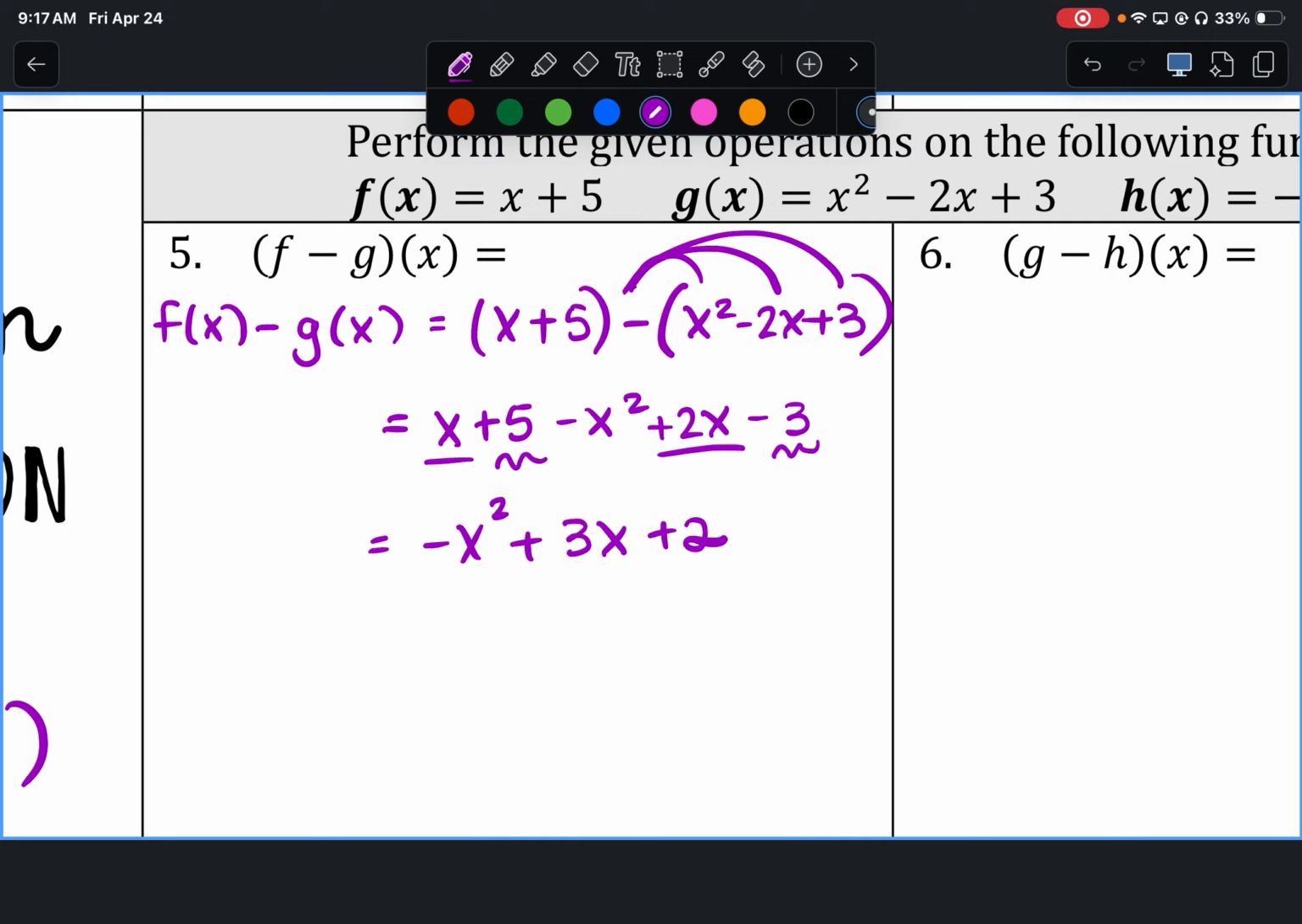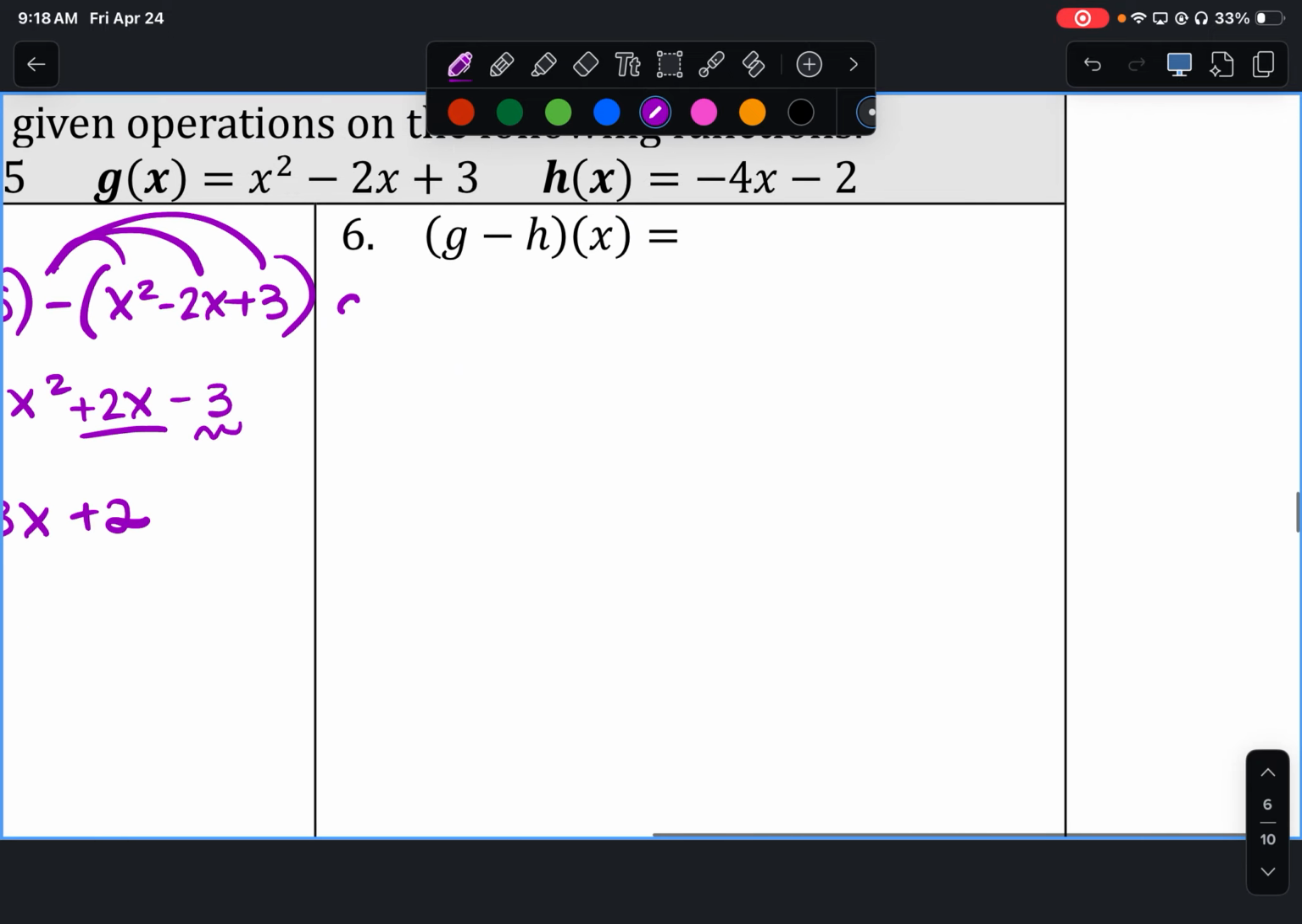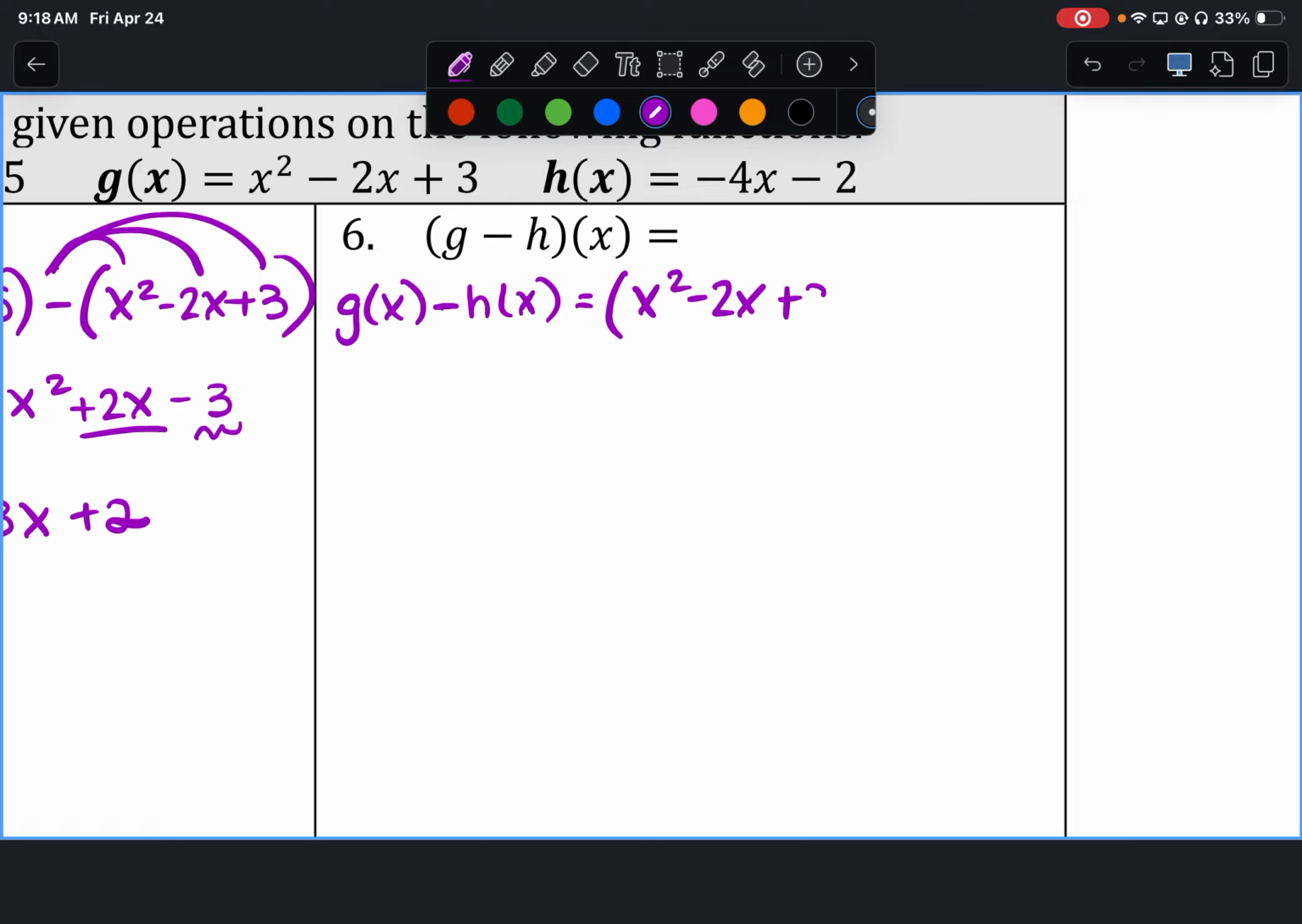Then we're going to do the same thing with g minus h of x. So for this one, we're going to set up g of x minus h of x. What is function g of x? Yep, x squared plus 2x plus 3. Okay, then we're subtracting h of x. What is function h of x? All right, so we have x squared minus 2x plus 3.